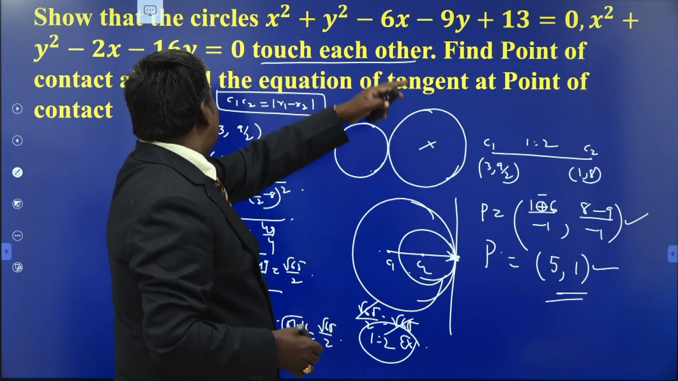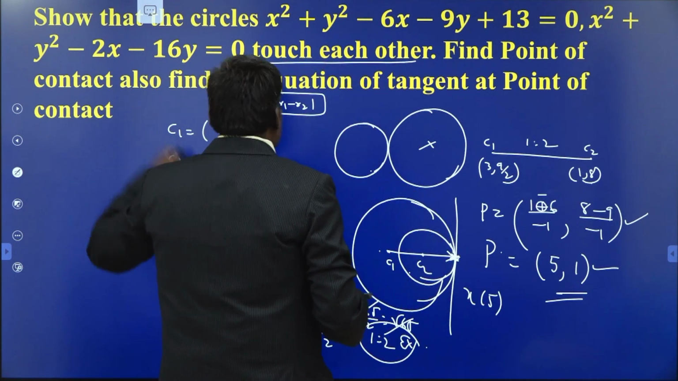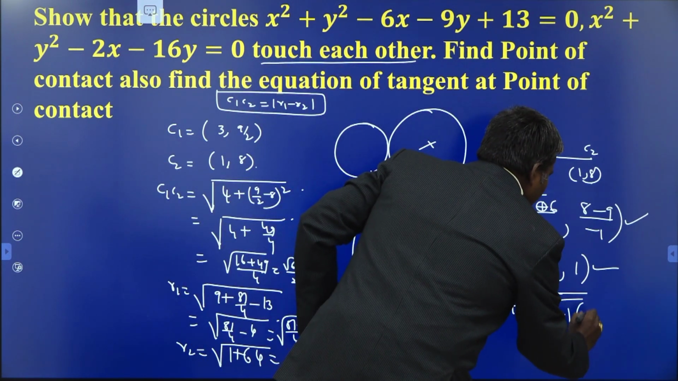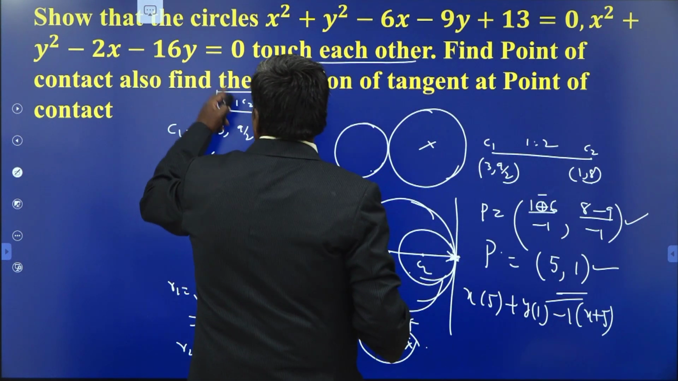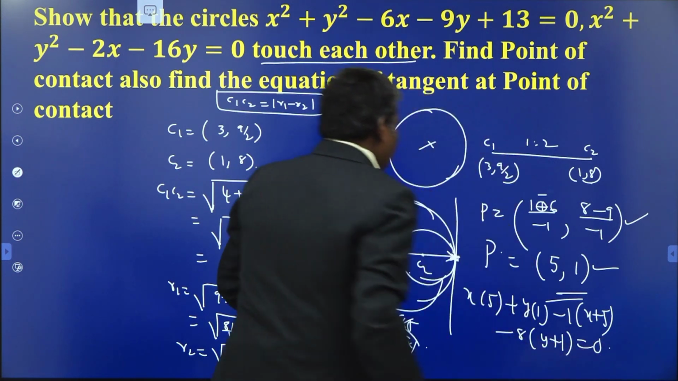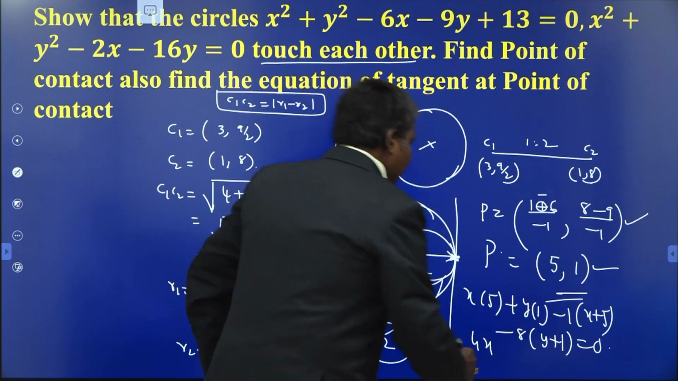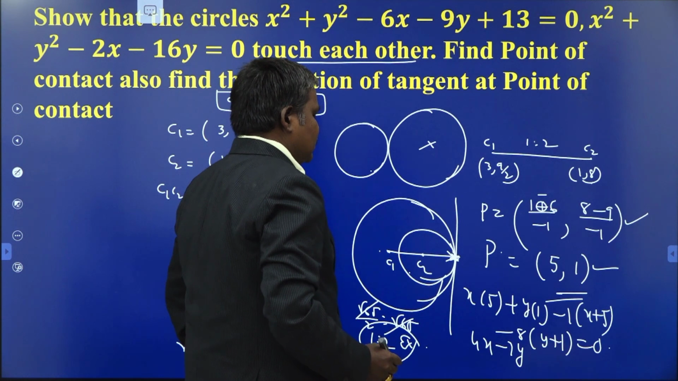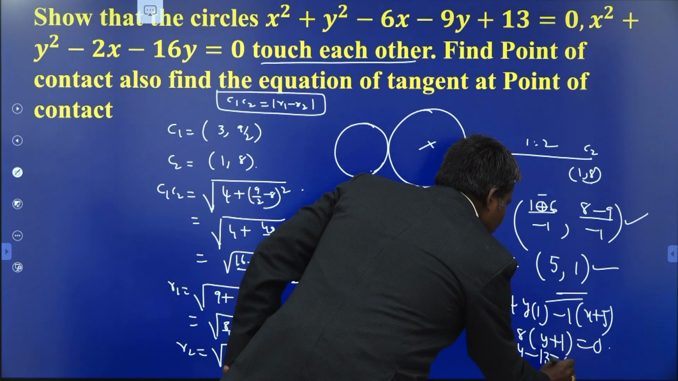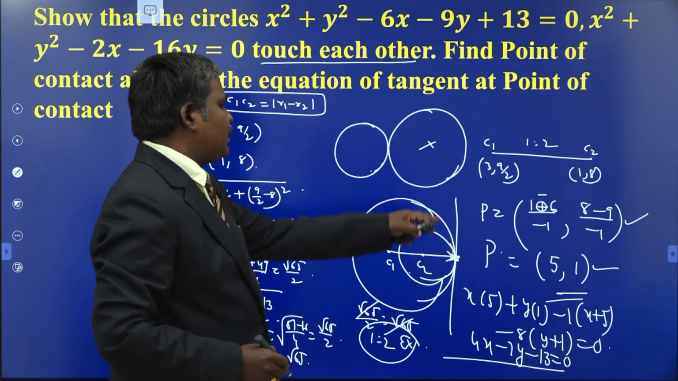So you have to write S1 equal to 0 for this point either with respect to this circle or that circle. I am going to write S1 equal to 0 for the second circle: x into 5 plus y into 1. What is here? Half of x coefficient, minus 1 times of x plus 5, and you have to write minus 8 times of y plus 1 is equal to 0. So 5x minus x, that is 4x. This is y minus 8y, minus 7y. 4x minus 7y, and this is minus 5 and minus 8, that is minus 13 equal to 0. So 4x minus 7y minus 13 equal to 0 is the equation of the tangent at that point of contact.